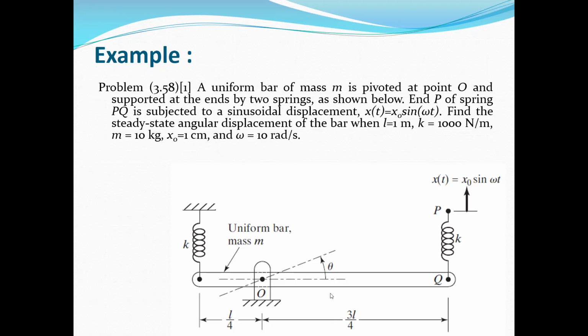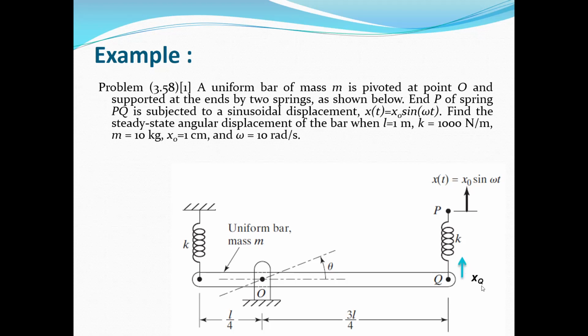So in this problem, we need to extract first the equation of motion. We need to obtain the stiffness and mass, and of course here we don't have damping. We need to obtain the equivalent stiffness and mass, and then we can obtain the equation of motion and solve this equation of motion.